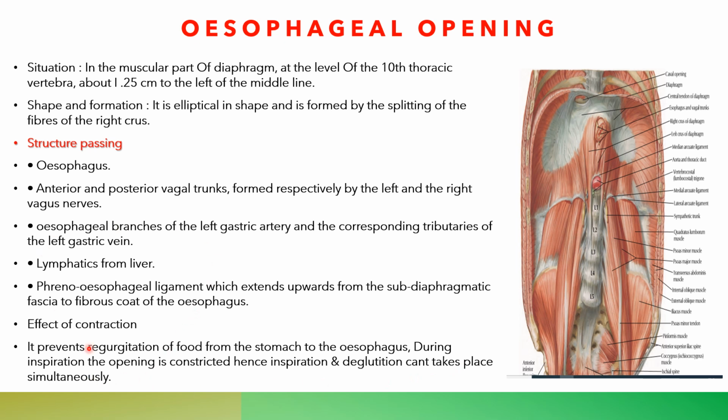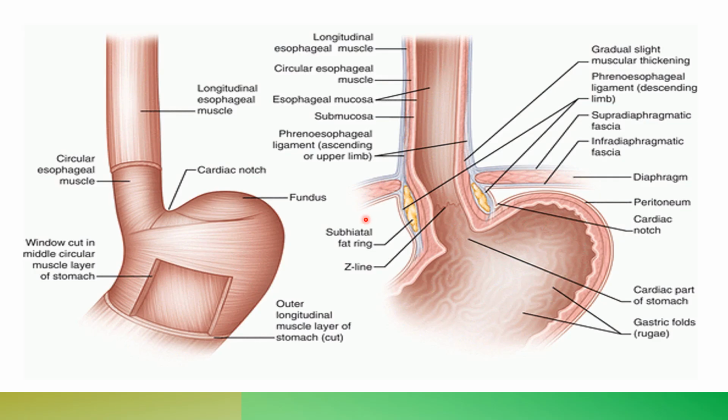So this is about the esophageal opening of the diaphragm. So you have to remember major structures passing through the esophageal opening. One is major, that is esophagus, and the anterior and posterior vagal trunks, esophageal branches of left gastric artery, and lymphatics from the liver. So dear students, in the previous slide, I told you regarding the phrenoesophageal ligament.